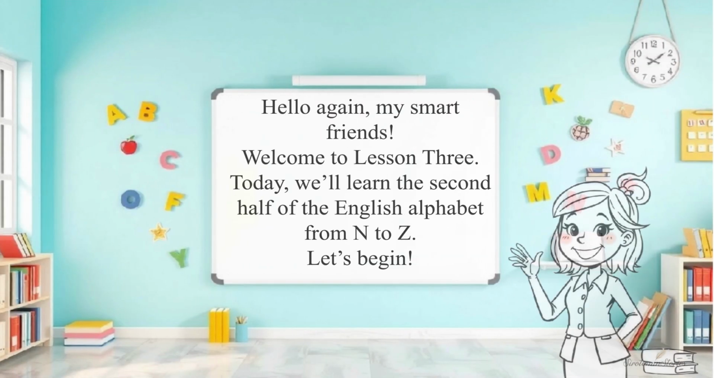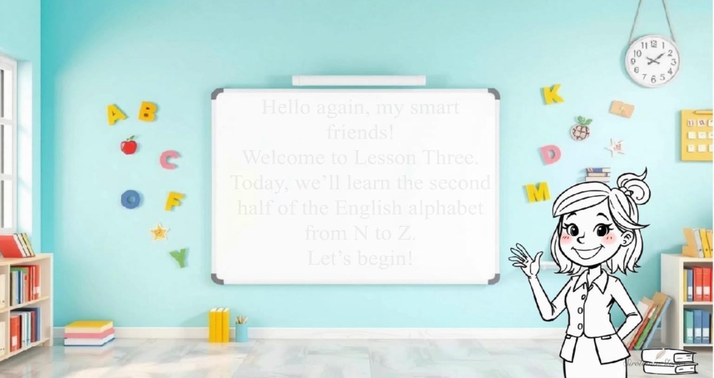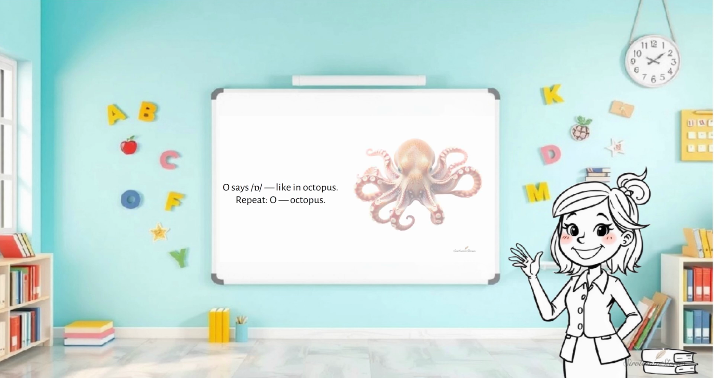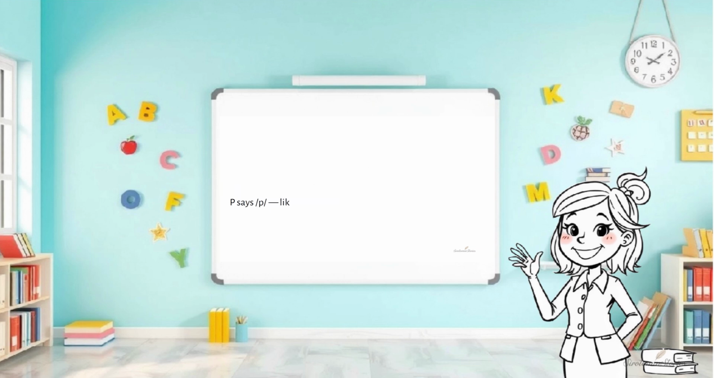Welcome to Lesson 3. Today we'll learn the second half of the English alphabet, from N to Z. Let's begin. N says N, like in nest. Repeat, N, nest. O says aw, like in octopus. Repeat, O, octopus.